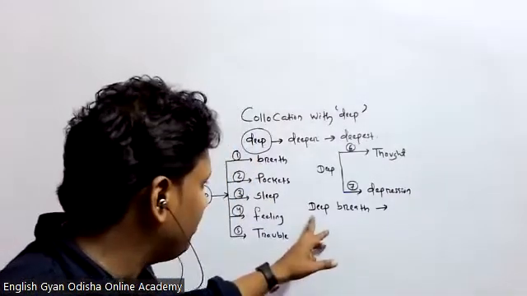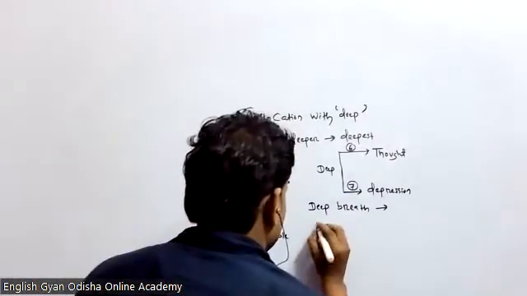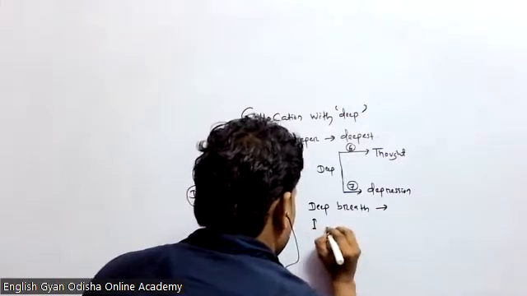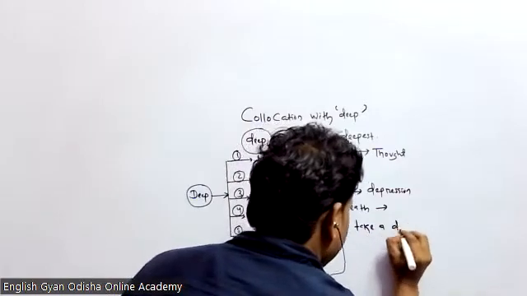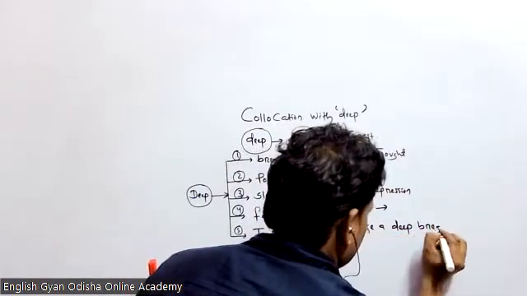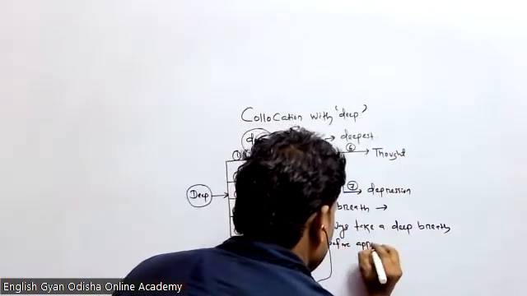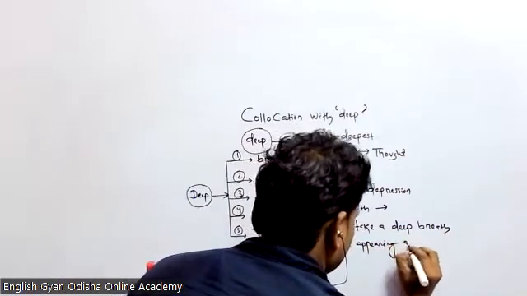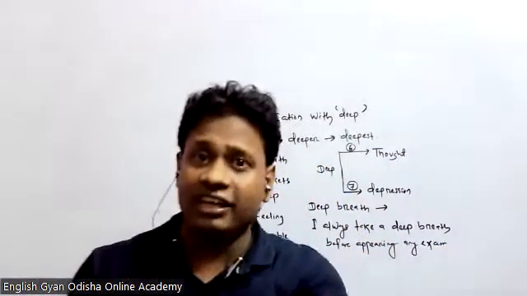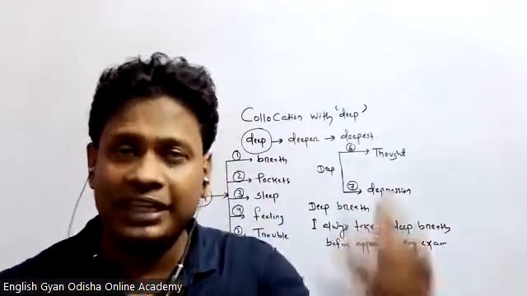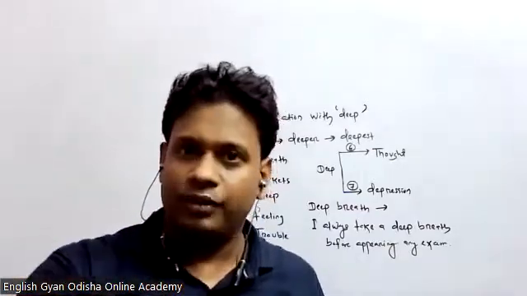Okay. So how can you make a sentence with deep breath? You can say, I always take a deep breath before appearing for any exam. Right? So deep breath is the process I have already explained, but if you were not attentive at that time, let me tell you, this is called deep breath. That means you are taking a lot of oxygen into the body. That is called deep breath.